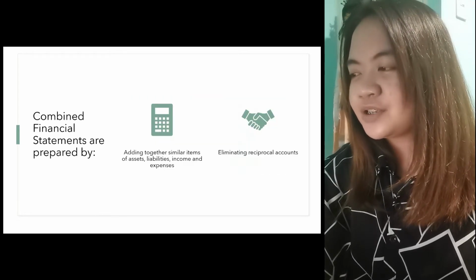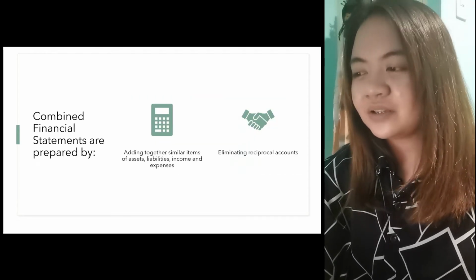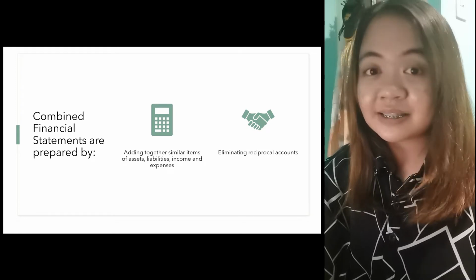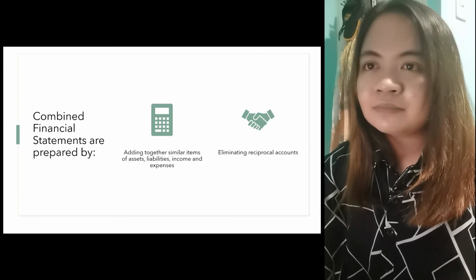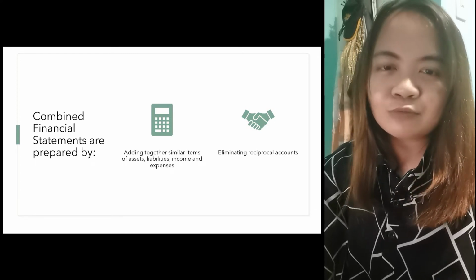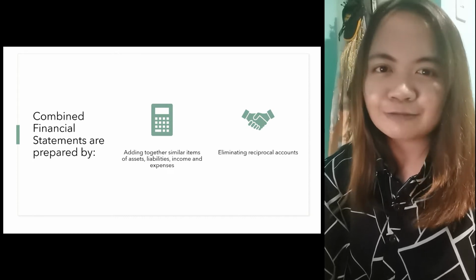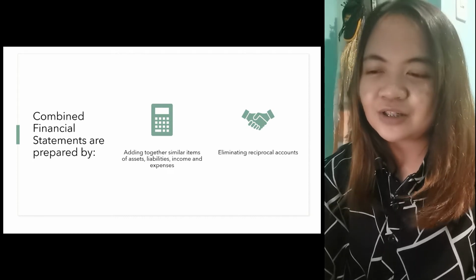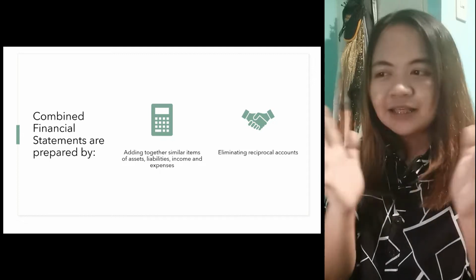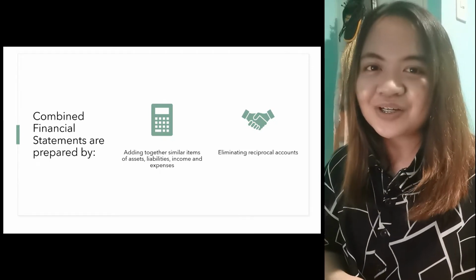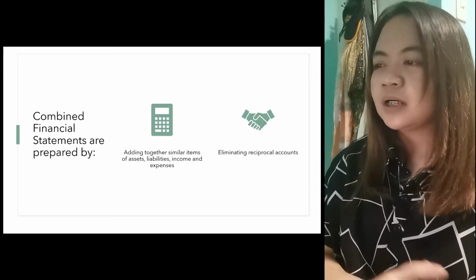Combined financial statements are prepared by adding together similar items of assets, liabilities, income, and expenses. So, yun lang. Pag may cash si home office, add mo lang sa cash ni branch. Pag may accounts receivable si home office, add mo sa accounts receivable ni branch. Add ka lang ng add, and then you eliminate reciprocal accounts. Okay, so ma'am, ano ba yung reciprocal accounts?